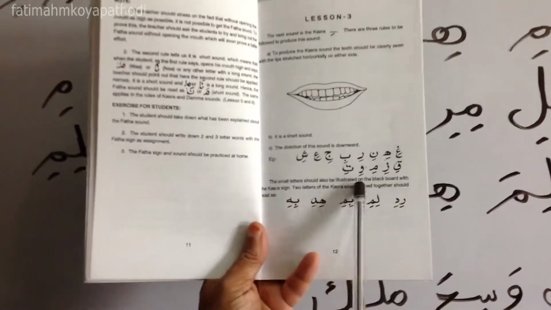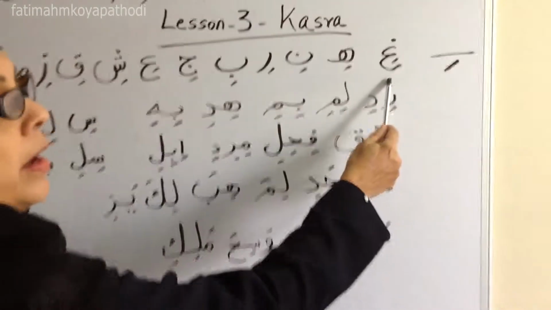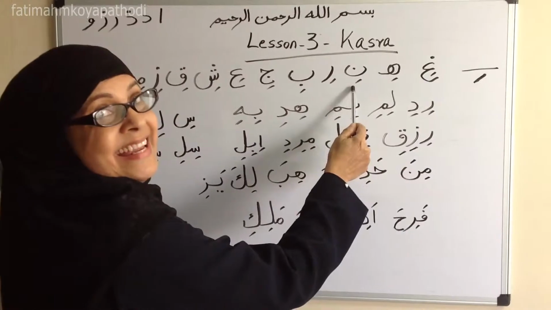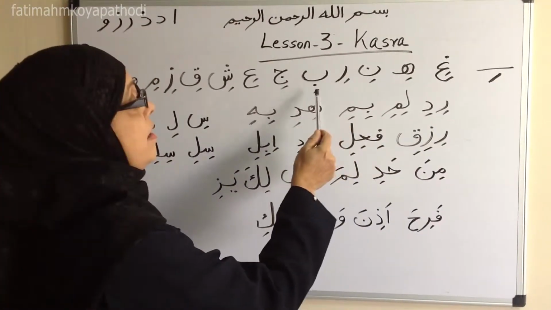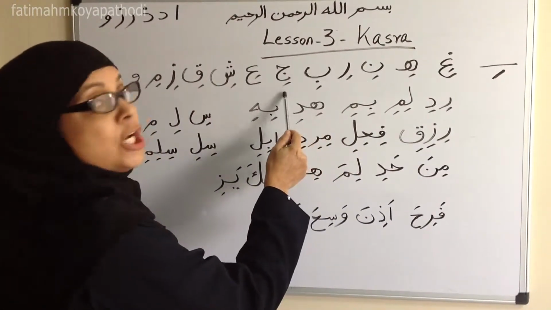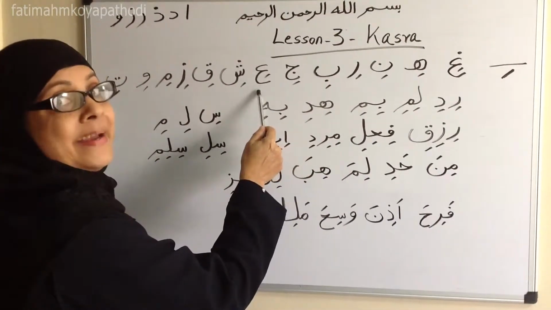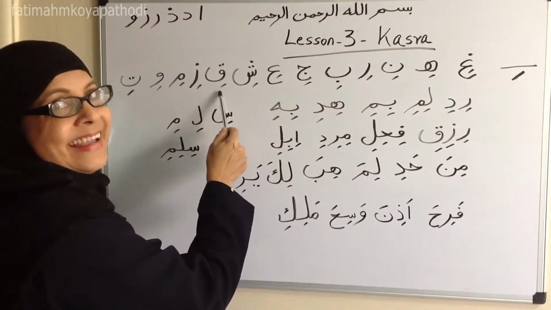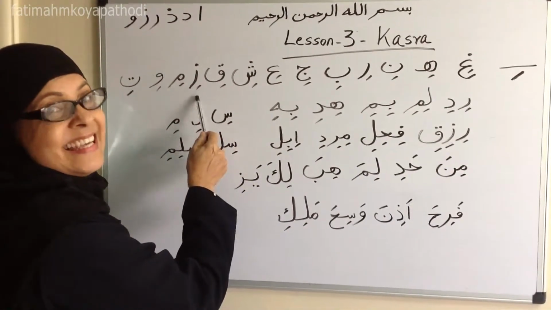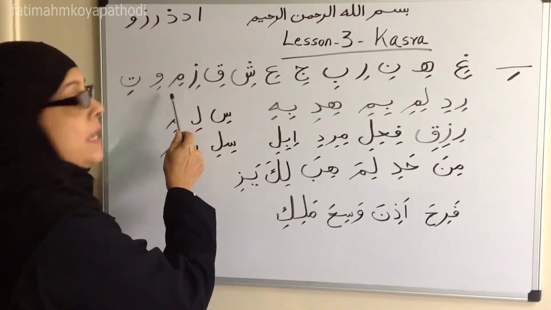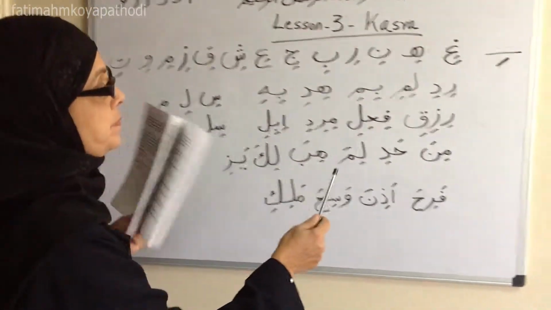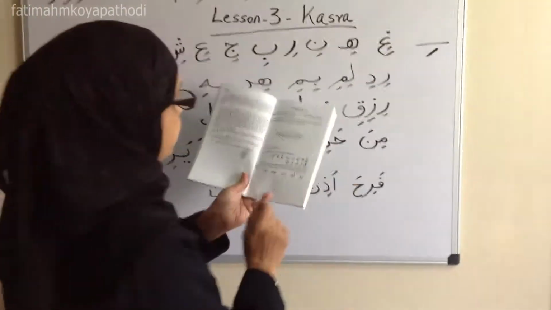Here we have some examples of Kasra sounds. Ri, hi, ni, ri, bi, ji, I, she, ki, zi, mi, we, ti. You have 2 Kasra sounds.